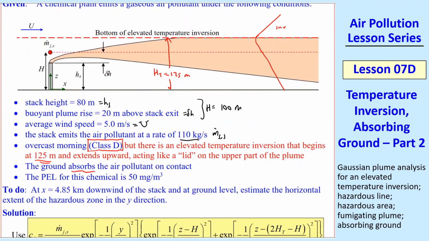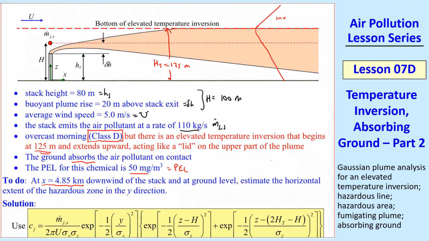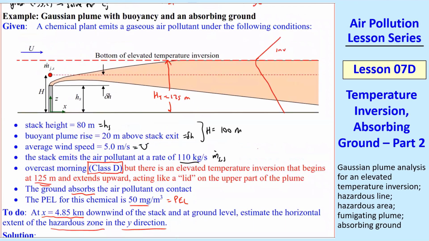The ground absorbs the air pollutant, and the PEL is still 50, the same as before. We're even using the same X so we could compare directly. So at 4.85 kilometers downwind of the stack and at ground level, we estimate the horizontal extent of the hazardous zone in the Y direction. I'll actually plot it like I've been doing, and we'll compare to what we had previously. So it's the same problem. The only difference is that we now have an elevated temperature inversion in this problem.